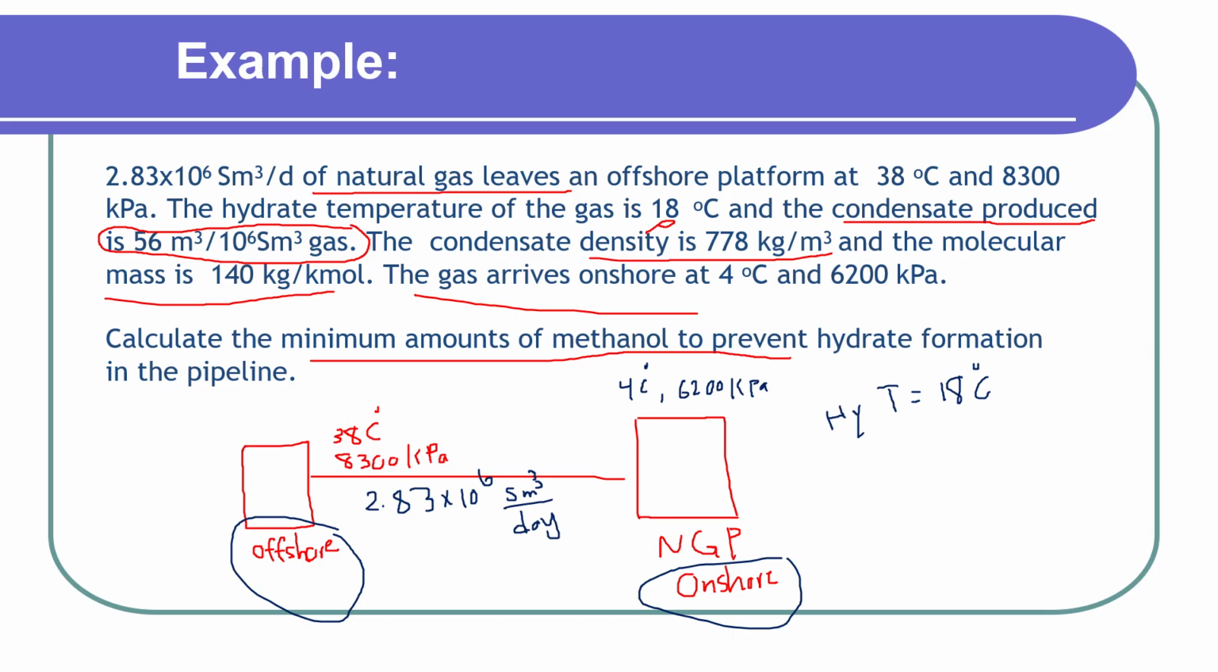You have 2.83 × 10^6 standard meter cube per day of the gas shipped from the offshore to the onshore. The offshore condition is 38 degrees Celsius and the pressure is 8300 kilopascal. The onshore condition is 4 degrees Celsius, 6200 kilopascal, and the hydrate formation temperature is around 18 degrees Celsius. So you need to calculate how much methanol you need to inject in that case. So let's have a look at how we can solve this question. This is a good demonstration on how we're going to use all these charts that we were exposed to in chapter 4.